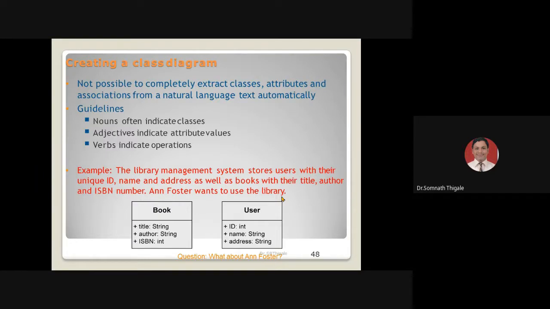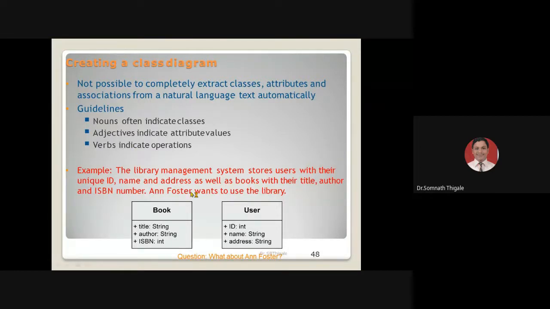Next part, while we are going to draw the class diagram. To understand the class diagram, you first need to understand the object. Then after the objects, you need to design some attributes. You need to identify the specific operations of that object. And once you are able to identify the objects with their specific attributes and operations, you can easily draw the class diagram.